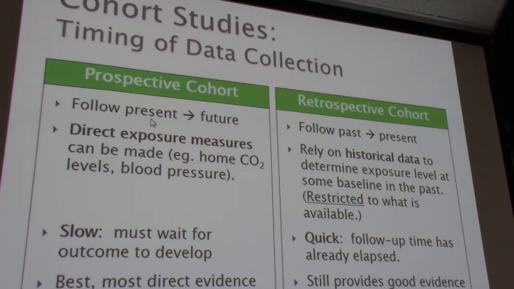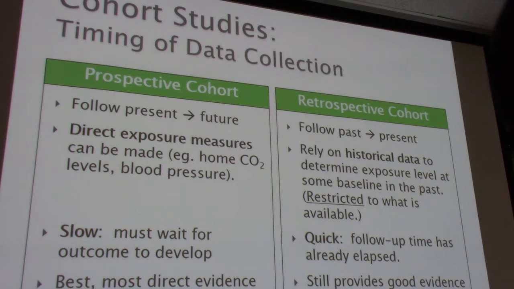So in a prospective cohort, we follow from present to future. We can do direct exposure measurements, whether that's blood pressures as an exposure or carbon dioxide levels in a home, we can measure those directly. In the retrospective cohort, we start from the past and work up to the present. We have to rely on historical data for the exposures. So if there were blood pressure measures in that person's file, then we could get them, but if they weren't measured, then we couldn't. So we're a bit restricted to what's available. However, it saves a lot of time to use historical data. Prospective cohorts are very slow because we have to wait for diseases to develop. Retrospective cohorts can be much quicker.